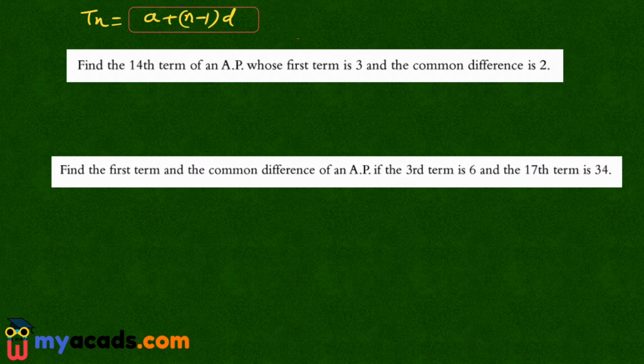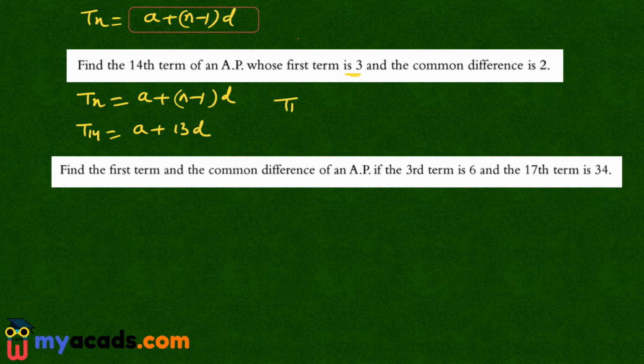So I have seen that my nth term of an AP is given by a plus n minus 1 into d. Now let's solve some questions to understand this concept. My question is, find the 14th term of an AP whose first term is 3 and the common difference is 2. Now I know that my Tn is a plus n minus 1 into d. So T14 is a plus 13d. Now a is the first term, which is 3. So T14 is 3 plus 13 into d.